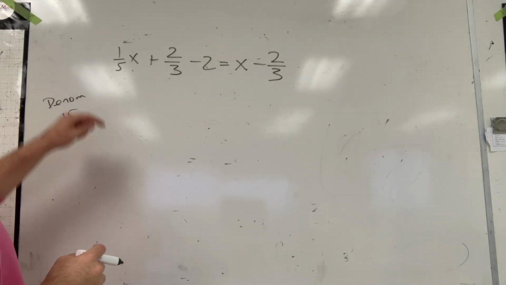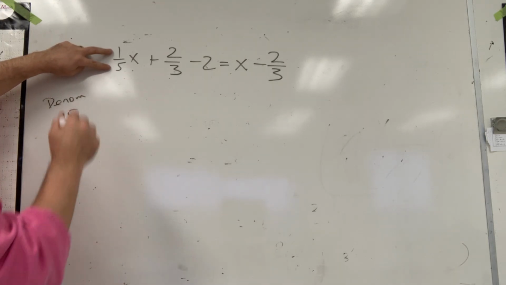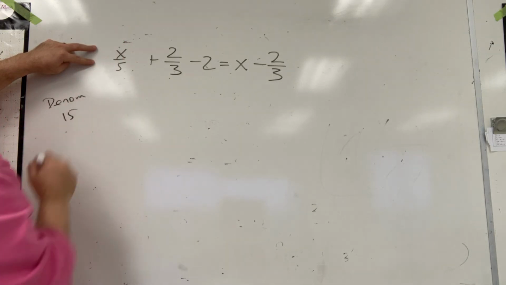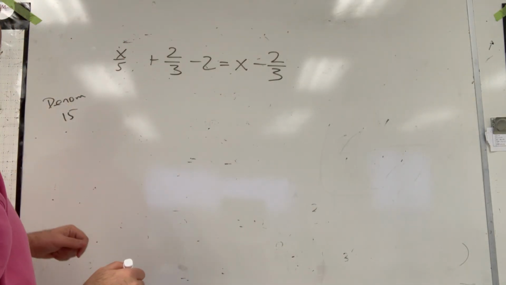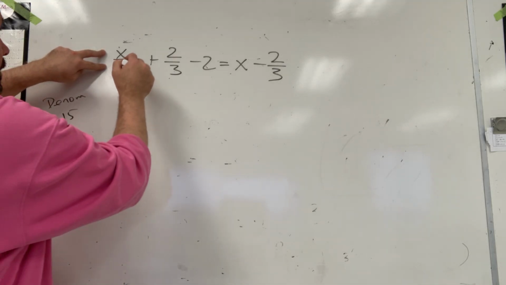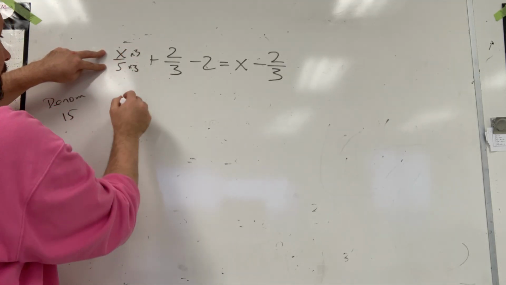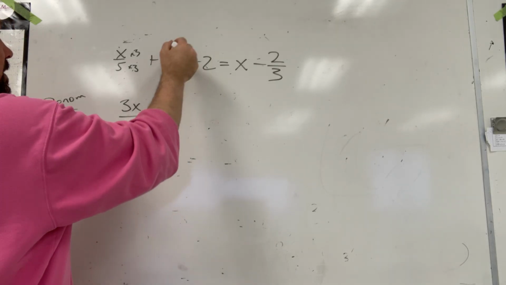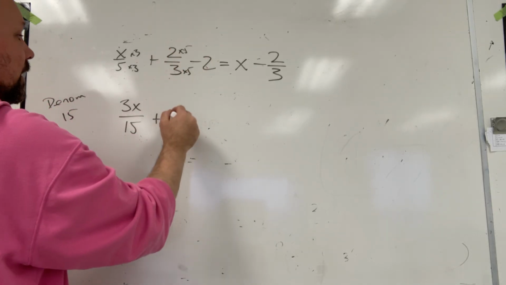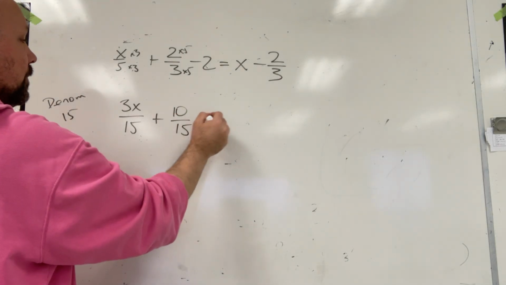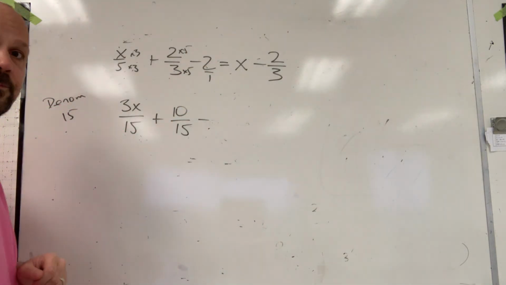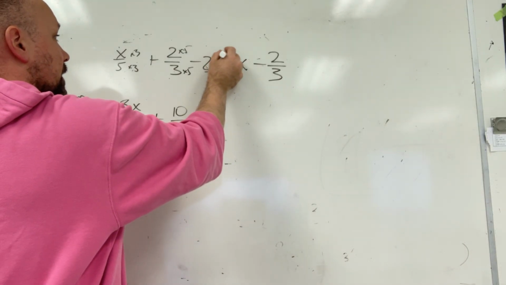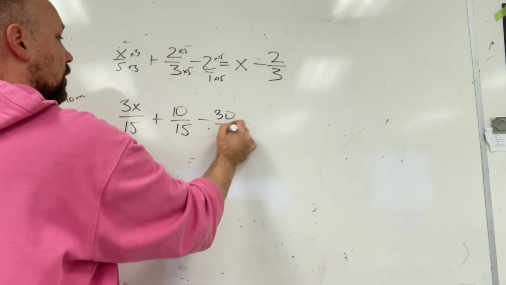Alright? So, remember we said that (1/5)x I can write as x over 5? I'm going to do that because I feel like it'll make my life easier. Okay? So I need a denominator of 15 here, which means times 3, times 3. So that means I get 3x over 15 plus, I need times 5, times 5, so I get 10 over 15 minus 2 is like 2 over 1, right? So if I want a denominator of 15, I have to multiply both by 15. So this will be 30 over 15.